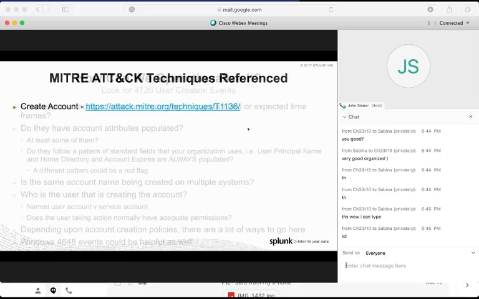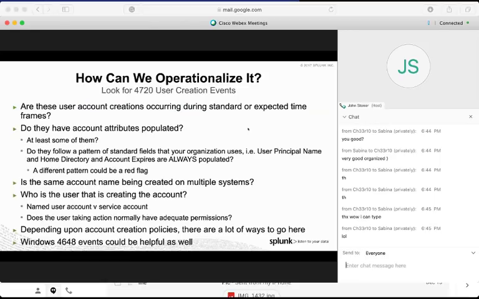So from an operationalization perspective, what can we do? We talked about a number of things already. The 4720 creation events are a good place to start, but then really what I want to do is riff off of that and go a little bit deeper. In your environment, when user accounts are created, do they happen during specific time frames? Even if they don't function in specific time frames, are there time frames that you expect to see them? Maybe it's not policy, but you know your sysadmin works 9 to 5 Monday through Friday, right?